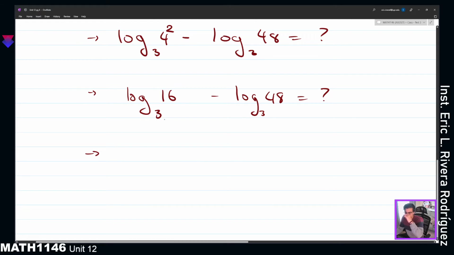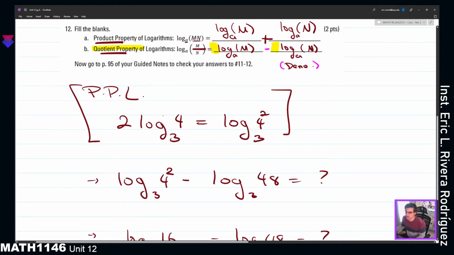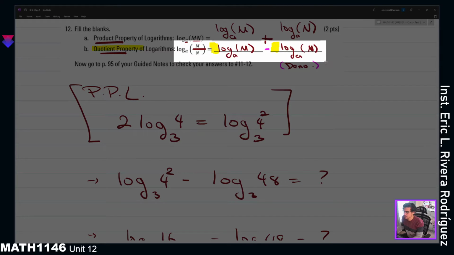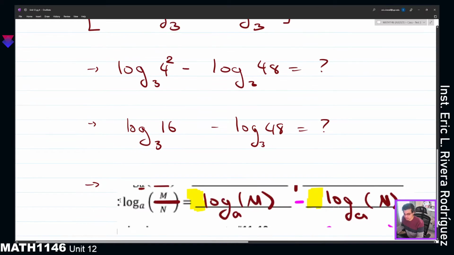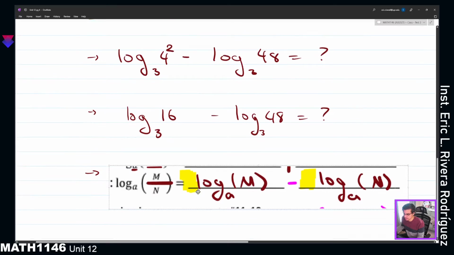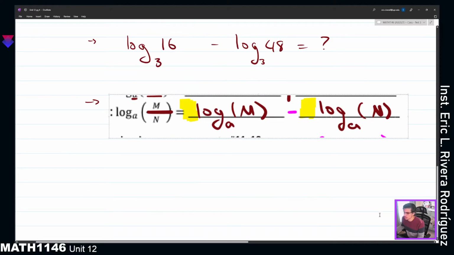And now we can use the quotient property. The quotient property says that we can simplify two terms with logarithmic functions, with the same base, into just one logarithmic function. So in this scenario, we are going from right to left. We have two terms with a common base.